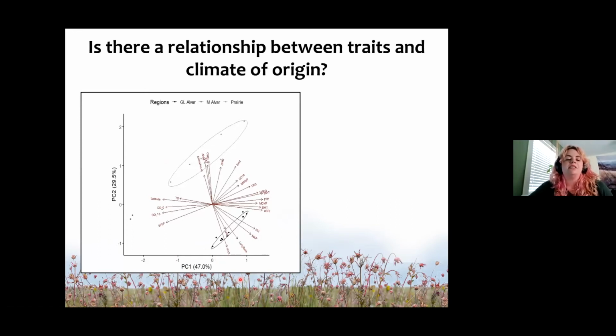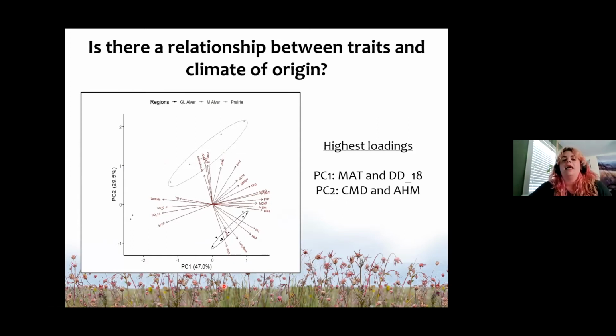And so what we found was PC1 explained roughly 47%, and it was primarily loaded by mean annual temperature and degree days below 18. And then PC2 explained roughly 30%, and its highest loadings were the climate moisture deficit and the annual heat moisture index. So PC1 is primarily temperature based, and PC2 is primarily precipitation based, sorry. And so with this data, we ran linear regressions with combinations of PC1 and PC2 as predictor variables. And across all traits, we found that PC2 had the greatest model fits. And so the subsequent results are going to show only the relationship of PC2 and our traits.